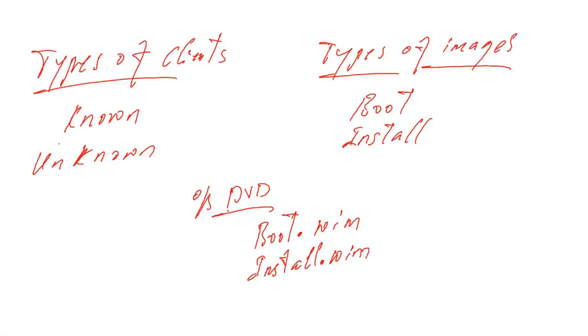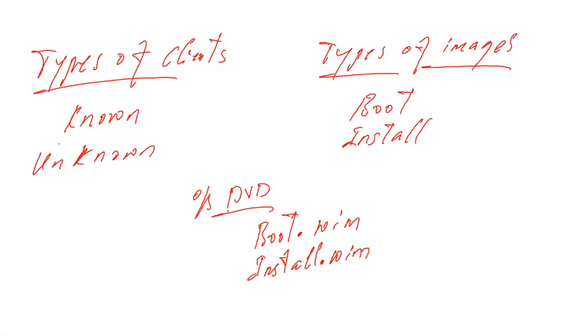Which operating system you want to deploy to the clients, take that one, Windows 10 or Windows 8. In that you can find these two files: the boot.wim file, which contains bootable files, and the install.wim file, which contains operating system files. And WIM stands for Windows image.